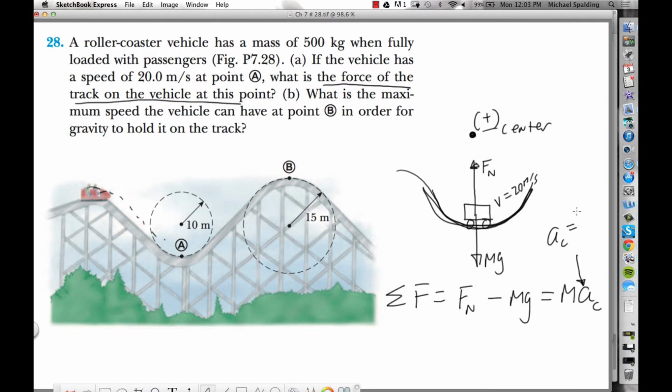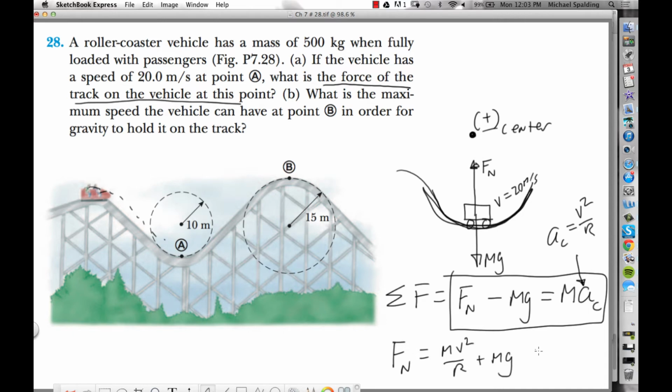What's the equation for centripetal acceleration? It's v squared over r. Okay, so we're going to plug that in. So now we can solve for the normal force, which is what they want. So this is going to be m v squared over r plus mg.